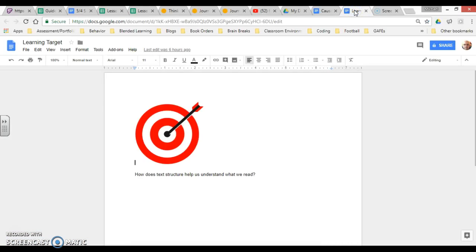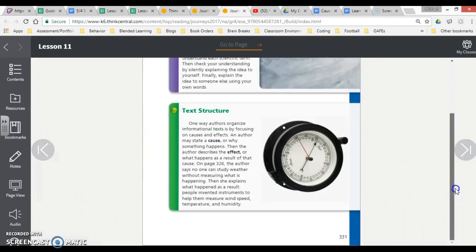Here we go, fourth graders. Your learning target is how does text structure help us understand what we read? So I'm going to read to you text structure right here.